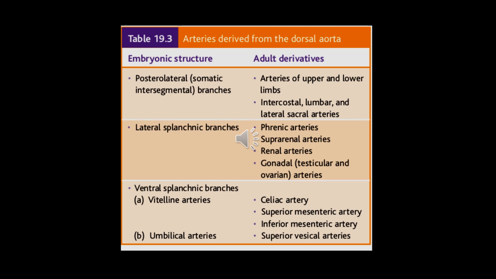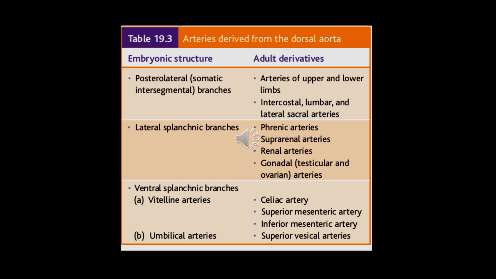So the diaphragm is supplied by the phrenic arteries. On the thoracic side, it is supplied by the superior phrenic, and on the abdominal aspect, by the inferior phrenic arteries. Then the next branches are the adrenal, or suprarenal, arteries. Then come down a bit, it's the renal arteries. And since we say urogenital system, the gonadal arteries, either testicular or ovarian, are also derived from the dorsal aorta, which later becomes the abdominal aorta.